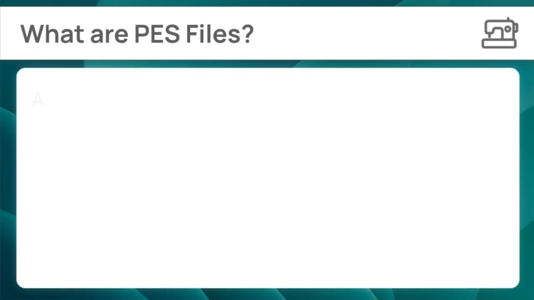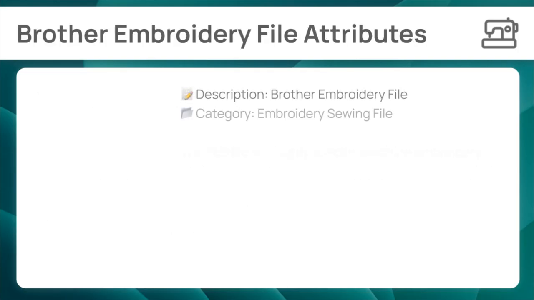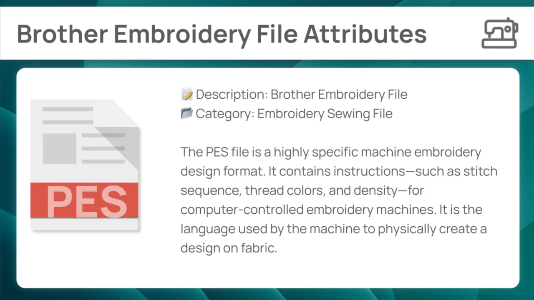Any validation software will identify the PES file under the General Embroidery Sewing File grouping. It is composed of blocks of data compliant with Brother Embroidery File. The PES file is a highly specific machine embroidery design format. It contains instructions such as stitch sequence, thread colors, and density for computer-controlled embroidery machines. It is the language used by the machine to physically create a design on fabric.